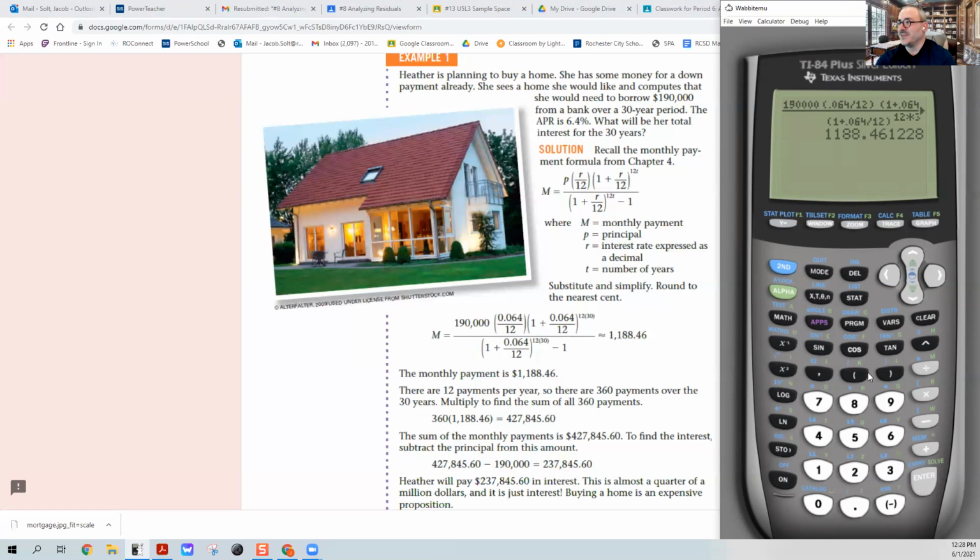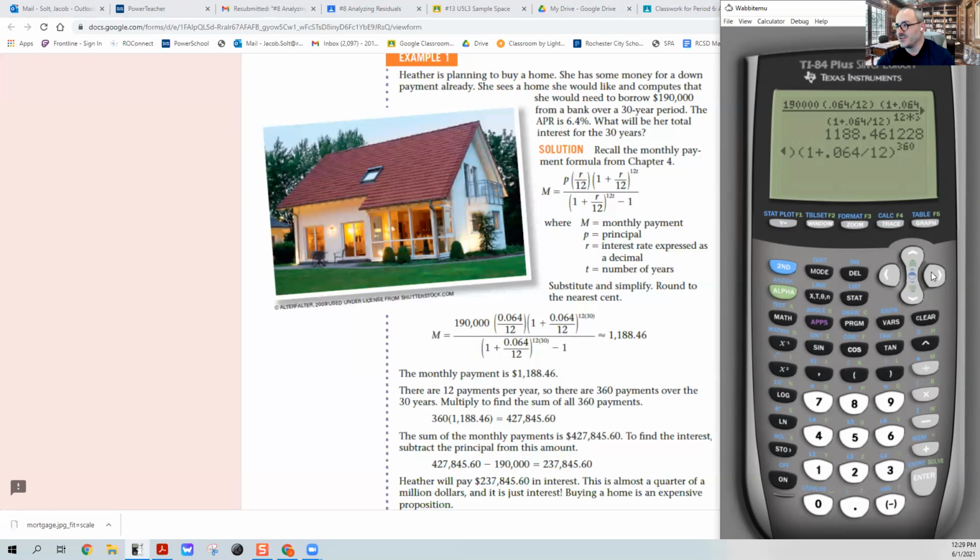If I was to do all of this in one line, here's how I'd have to do it. I'd have to use a parentheses for everything in the numerator. So I need 190,000 times parentheses 0.064 divided by 12. Notice I had to cap this numerator off with a parentheses right in the beginning. Close parentheses, open parentheses, 1 plus 0.064, right? Divided by 12. I'm doing this fast so I can get it done. Okay, raise to the power of. I'm just going to shorten it to 360 because 12 times 30 is 360.